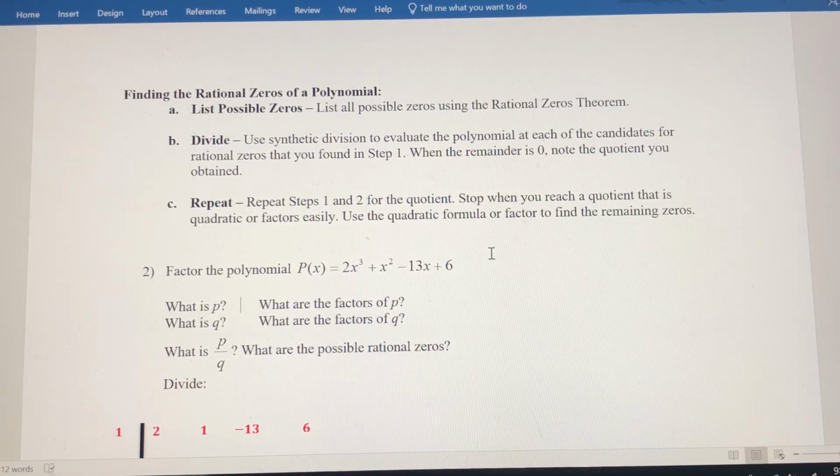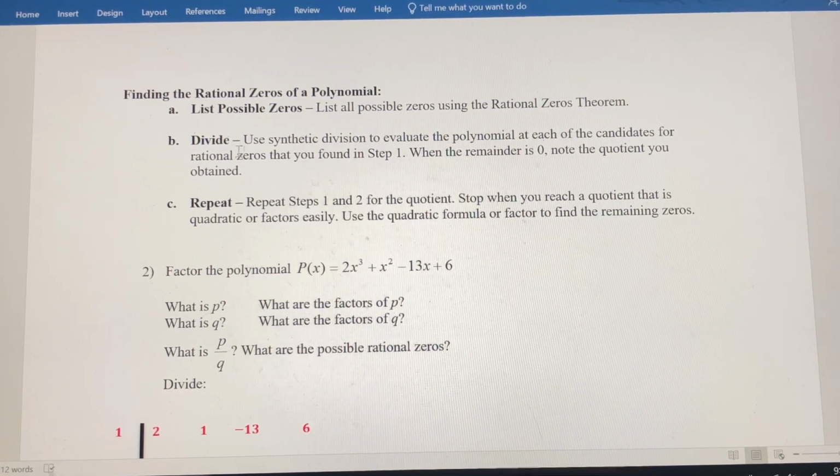This is the second video on finding the rational zeros of a polynomial using the rational zeros theorem. Remember, we want to find our p-value, which is the constant, and our q-value, which is the leading coefficient. We're going to factor both of those completely, and use the ratio of p over q to find the possible rational zeros.